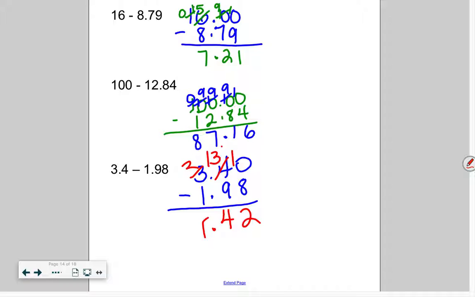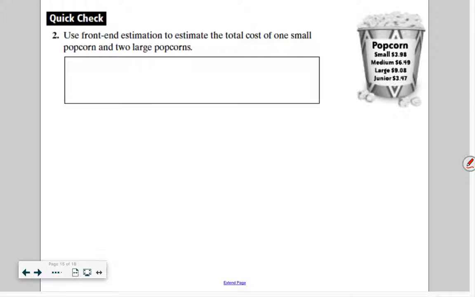Next one, again, asks us to use front-end estimation for the total cost of 1 small popcorn and 2 large popcorns. According to our table here, or our chart, how much is 1 small popcorn? Okay, so it asks for 1 small and 2 large. How much are large popcorns? It's in your chart. It says $9.08.